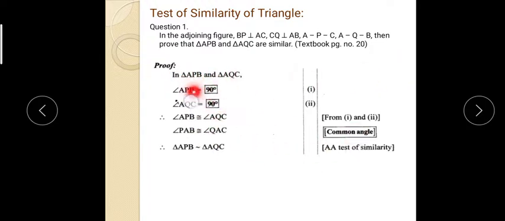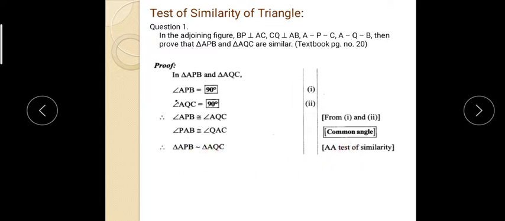According to triangles APB and AQC, angle APB is 90 and angle AQC is 90, so angle APB is equal to angle AQC. Angle PAB is also equal to angle QAC, because it is a common angle. Therefore, by the AA test, these two triangles are similar.